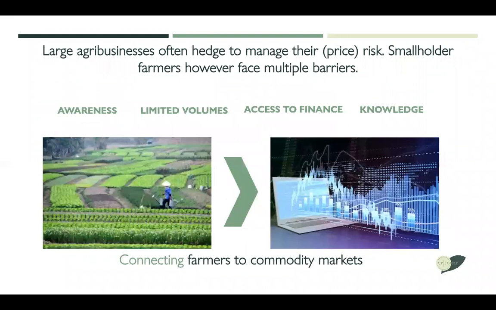The solutions to manage price risk actually already exist, and they're frequently used by large agribusinesses. I'm talking about commodity derivatives in the form of futures and options. There are some bottlenecks though. Farmers are not well informed about the benefits of hedging. To sell using futures and options, they need a minimum quantity. So individually, a smallholder farmer won't qualify. It has to be a collective effort.